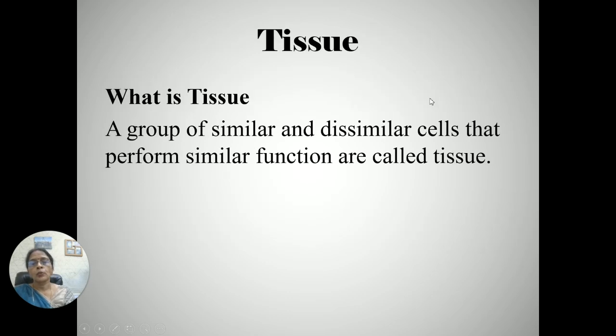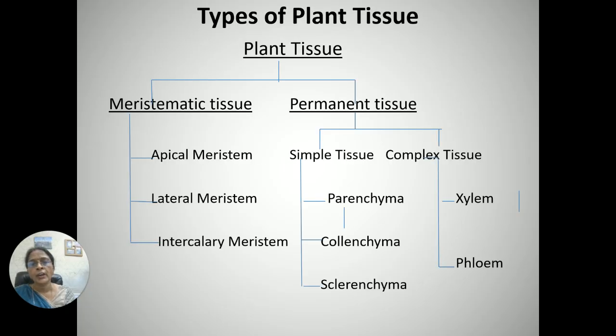Now we come to our topic, that is tissue. What is tissue? Tissue is a group of similar or dissimilar cells that perform a similar function. Types of tissue. This chart shows the different types of tissue. Basically, plant tissues are of two types, meristematic tissue and permanent tissue. Now we will discuss one by one.